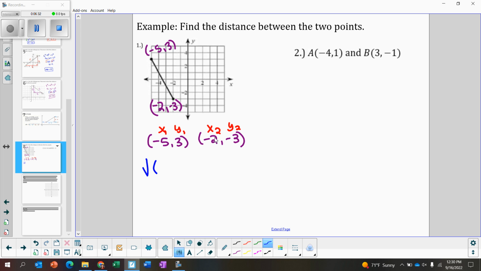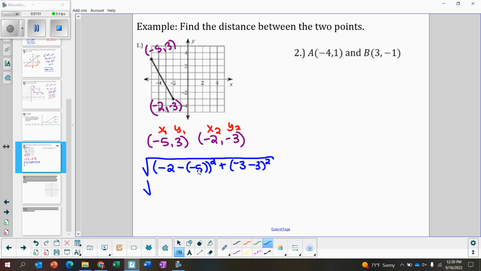It's x sub 2 minus x sub 1 squared, plus y sub 2, that's just a 2, minus y sub 1 squared, and the whole thing goes under the radical. We don't want to get lazy and lose any of these parts, especially the radical sign, the square root sign.